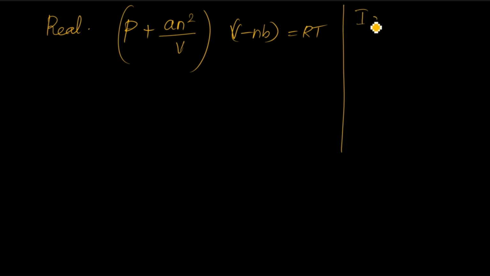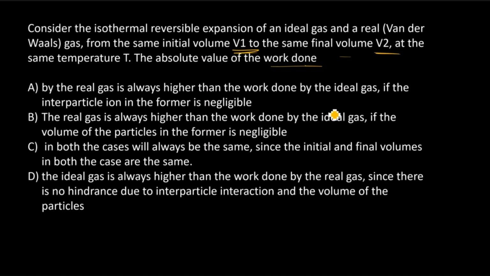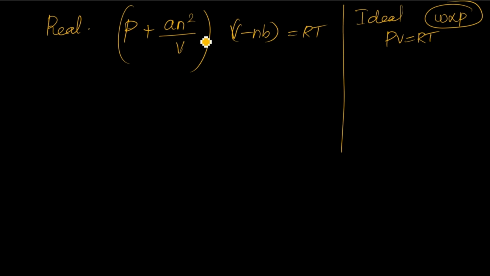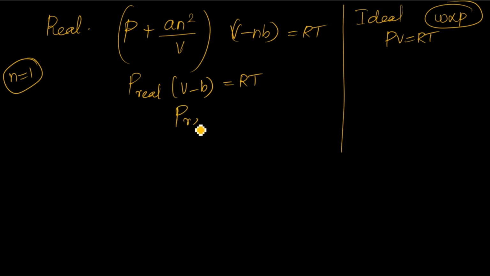Okay, what about ideal gas? PV is equal to nRT. Okay, and we know that work done is directly proportional to pressure. Let's see one by one. The first condition, that is if the interparticle interaction in the former is negligible. So the interparticle interaction is represented by a, right? So here I am taking n equal to 1 for simplifying purposes. Which makes it P real times V minus b equal to RT, right? So P real equal to RT by V minus b.